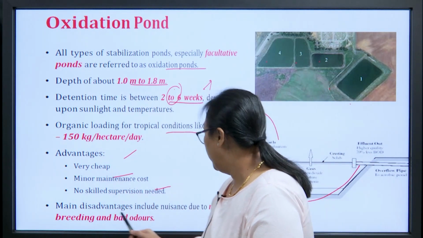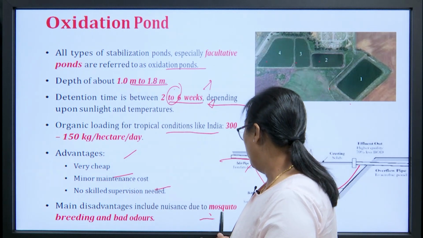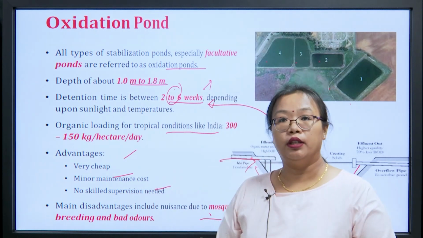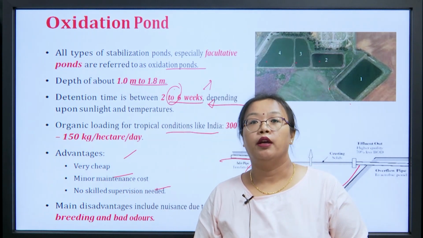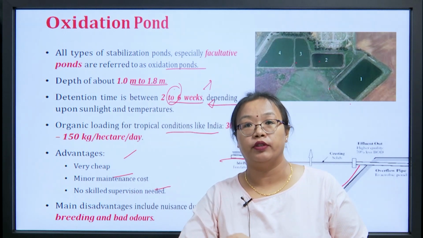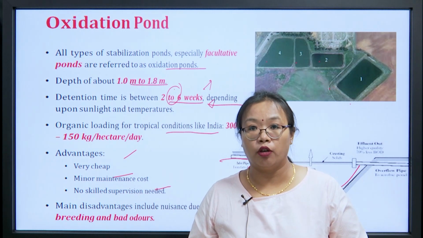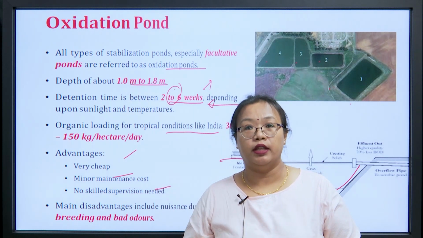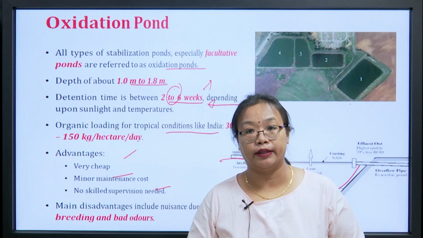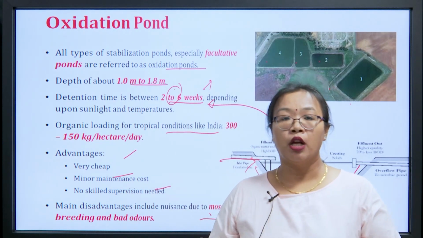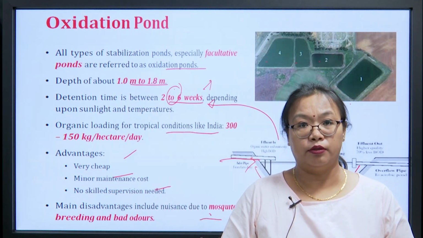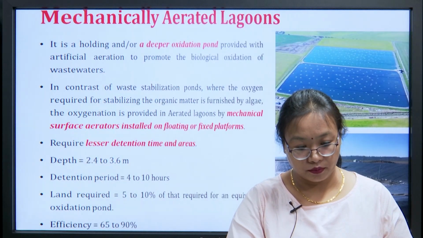But the main disadvantages are mosquito breeding and bad odors. Since it is open, right, तो mosquito अगर open water surface है तो you can have mosquito breeding, and obviously facultative है तो some anaerobic process की वजह से you can have bad smelling gases, right. So because of that you can have these problems. So these are oxidation ponds, very simple, nothing here.